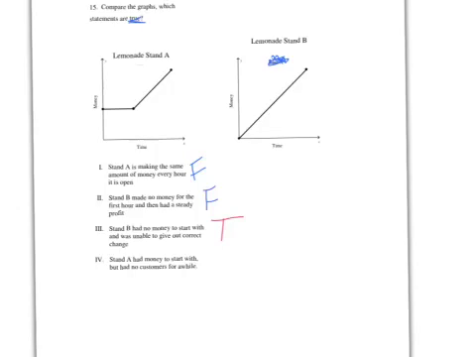And option 4 says stand A had money to start with, but had no customers for a while. So if I look here, he is starting with money, right? That would be 0, so there is some money there. But they're not making any money, so they must not have any customers. And just for a little while, because after a certain amount of time, we can see that the money starts to increase. So option 4 is also a good answer choice. So 3 and 4 would be the answers here.